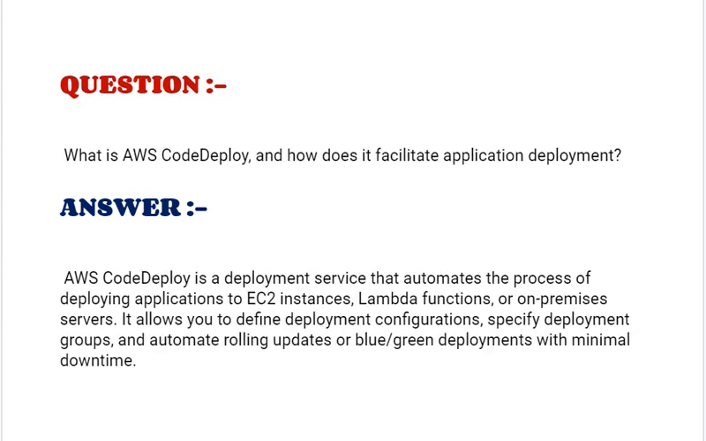Our next interview question is: what is AWS CodeDeploy and how does it facilitate application deployment? Your answer should be: AWS CodeDeploy is a deployment service that automates the process of deploying applications to EC2 instances, Lambda functions, or on-premises servers. It allows you to define deployment configurations, specify deployment groups, and automate rolling updates or blue-green deployments with minimal downtime.